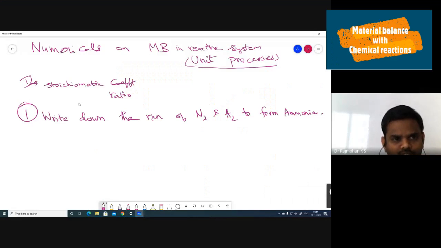In this lecture, we are going to solve some numericals on material balancing in unit processes, that is reactive systems. Okay, in the previous lecture, we have seen the definition of stoichiometric coefficient and stoichiometric ratio. So with that, you can do this small numerical. So mostly, you have seen there are different types of reactions. You have been given examples of unit processes like pyrolysis, combustion, alkylation, chloralkali reactions, nitration, polymerization, like that various reactions are there.